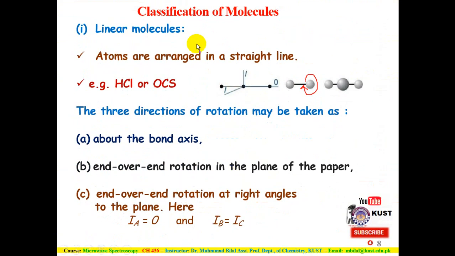Now, on the basis of rotation, molecules are classified into linear molecules, in which the atoms are linearly arranged in a straight line. For example, we have molecules like HCl or OCS, so their rotation will be either along the bond axis, where the value will be very small and we consider almost Ia equal to 0, while along the y axis and along the z axis they have some value which is greater than 0.